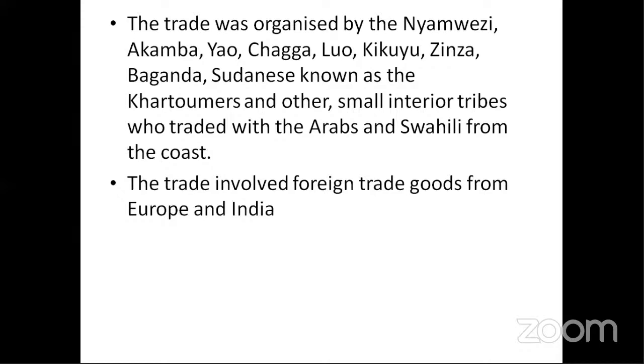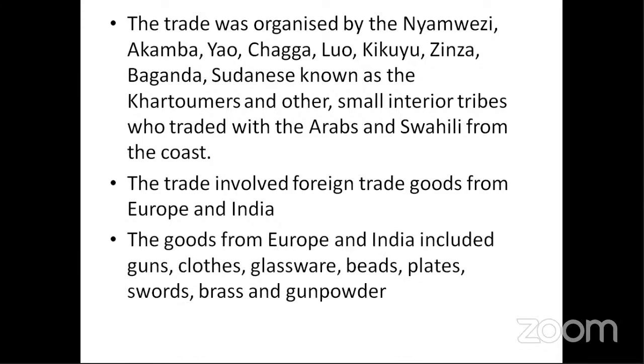We have this other information here, that the trade involved foreign goods. And are you seeing it included? Guns, clothes, glassware, beads, plates, swords, brass, and gunpowder. Okay? One would ask me about brass. Brass, I think, is a mineral, one of the minerals, okay? And I think it is composed of zinc and which other component. But anyway, it is also a mineral. And yes, these are the goods that came from Europe, okay?